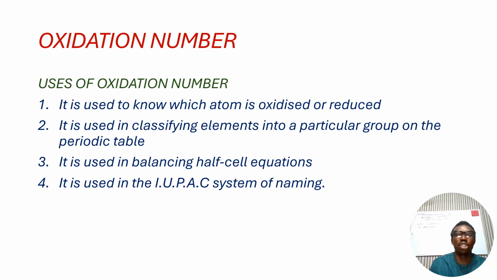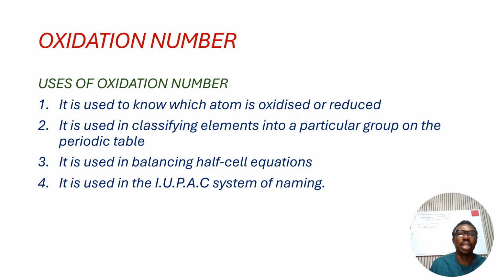Having considered oxidation number, which is the charge on an ion, or the number of electrons an atom has to gain or lose in order to attain its noble gas configuration, we want to look at the use of oxidation number. Now, one is that oxidation number is used to know which atom is oxidized or reduced. With the help of oxidation number, we can tell the atom that undergoes oxidation or the atom that undergoes reduction in a reaction.